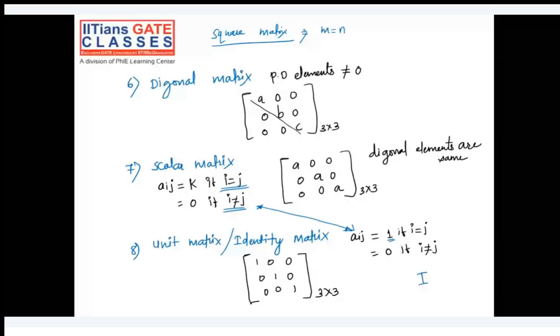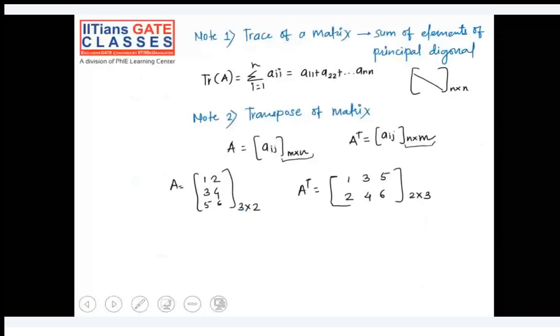Okay, before we jump into some other types of matrix, I'll give some quick notes to you, or basically the definitions here. First definition is the trace of a matrix, and the second definition is a transpose of a matrix.